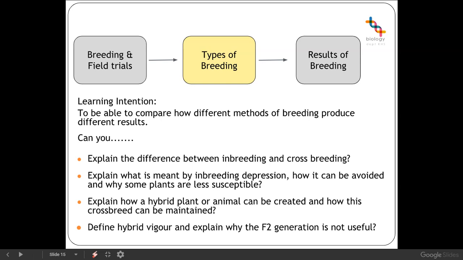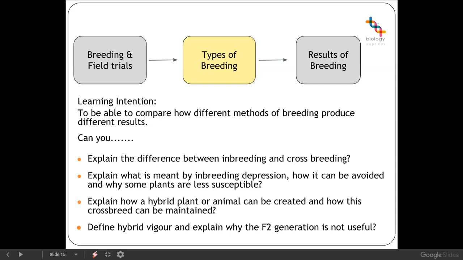Some plants are less susceptible to this because they are naturally self-pollinating, and as a result, natural selection has eliminated any deleterious alleles that were present in their genotypes. A hybrid plant or animal can be created through crossbreeding, taking individuals from different breeds and breeding them together. And this crossbreed can be maintained by continuing to use the parental genotypes or the parental populations and producing offspring from those. Hybrid vigour, as a result of these crossbreeds, shows increased vigour, usually increased yields, and a nicely uniform heterozygous genotype.